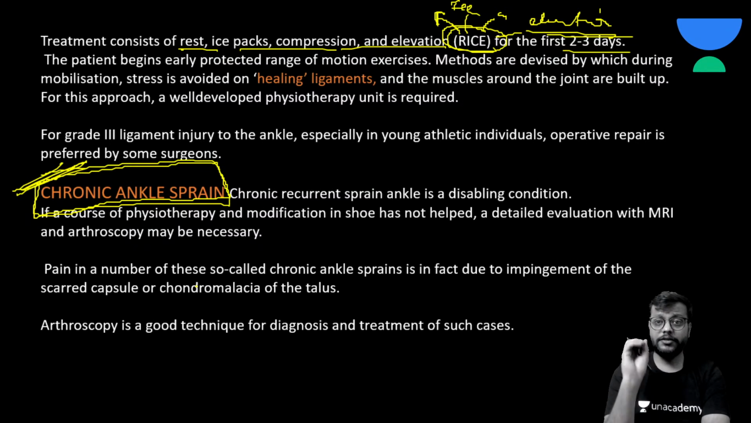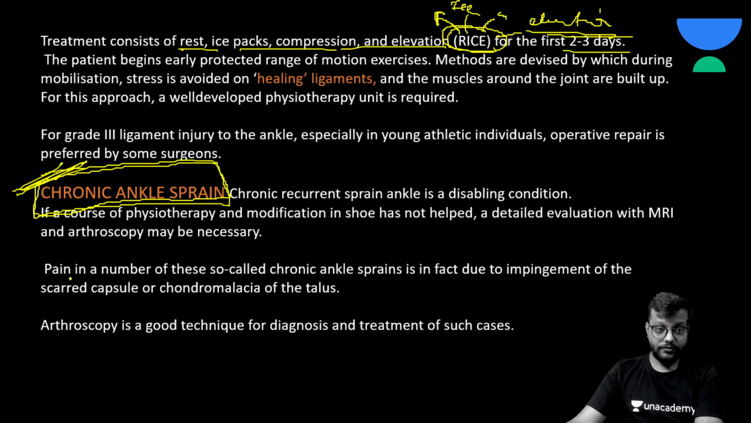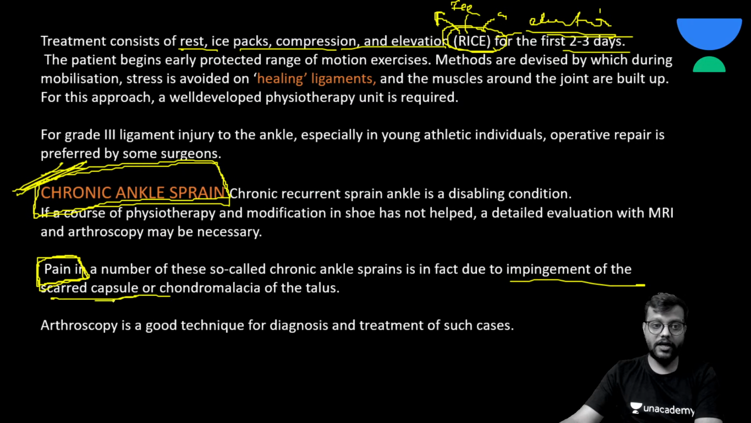So MRI is the investigation of choice and physiotherapy is the treatment of choice. But if it is very much hampering your day-to-day lifestyle, and if the pain is very excruciating, you can go for arthroscopic surgery also. Okay, now there is a common reason for pain in chronic ankle sprain, and that reason is due to impingement of the scarred capsule or chondromalacia of the talus.